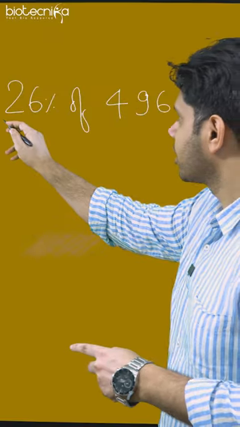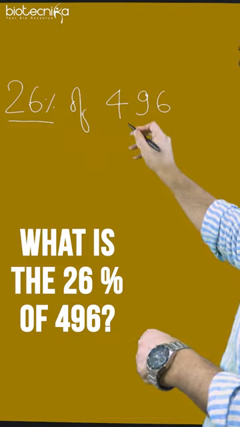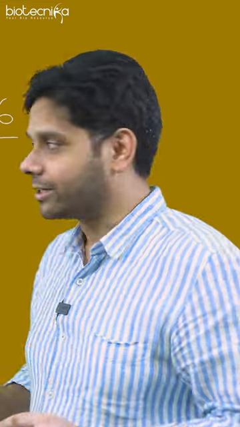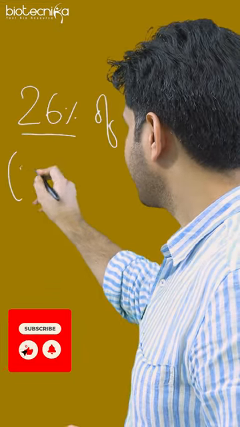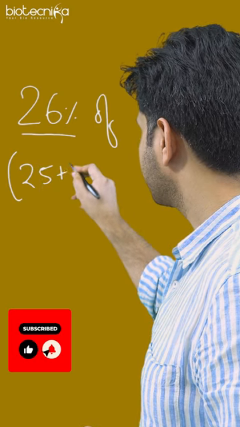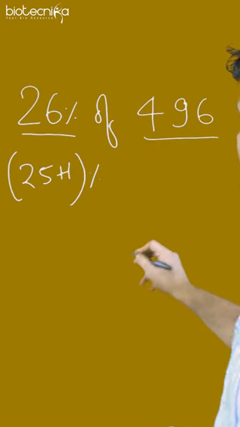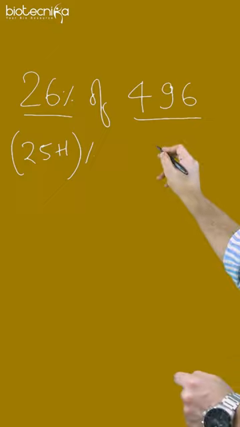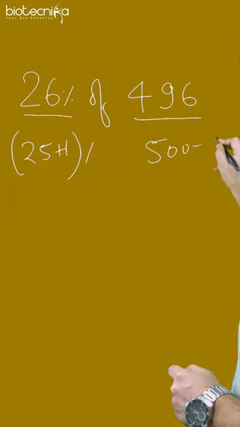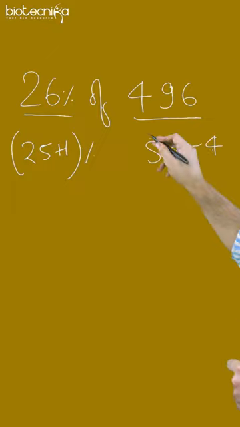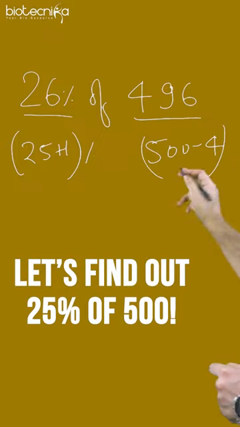So in 60 seconds, we'll try to solve this question. The question is, what is 26% of 496? Now let's look at this. 26%, can we write it as 25 plus 1%? Correct? And then 496, can we write it as 500 minus 4? Correct? Now, let us find out 25% of 500.